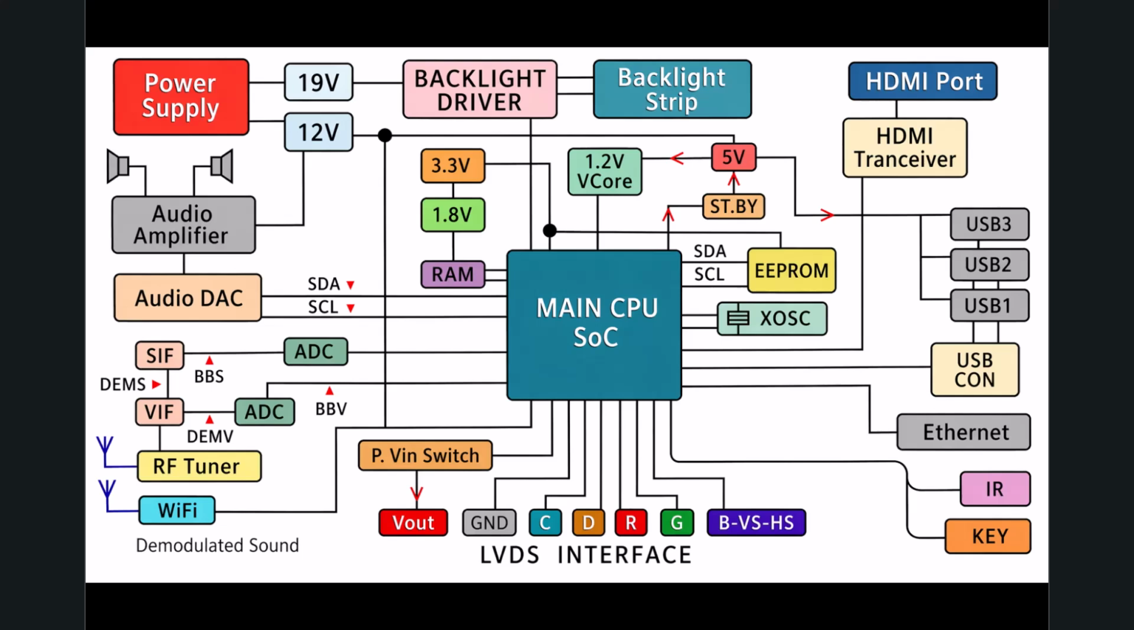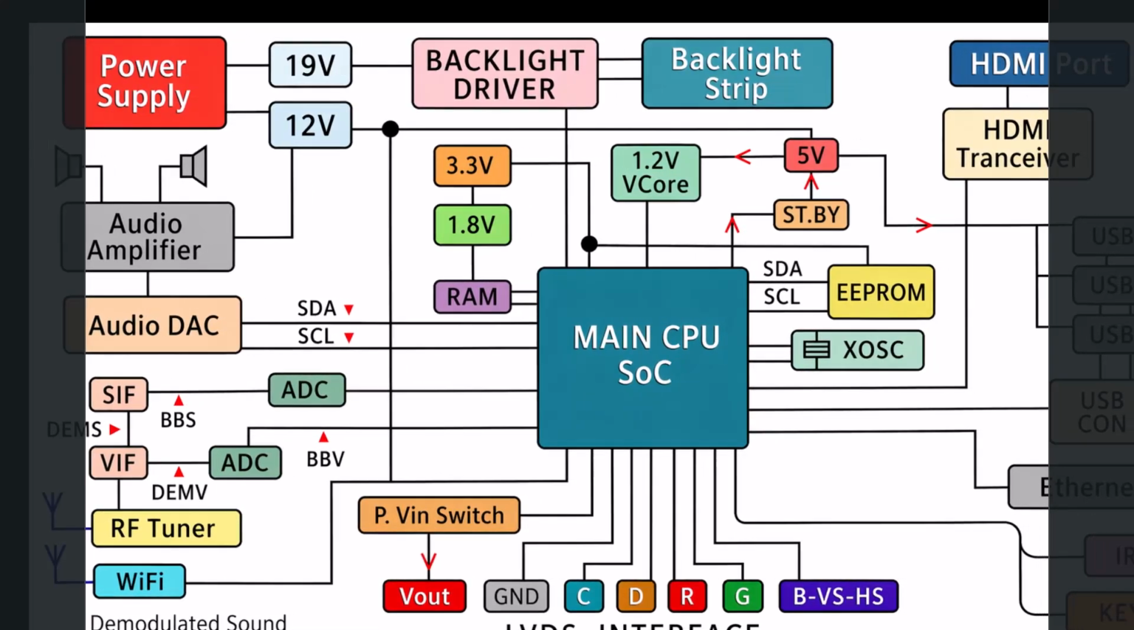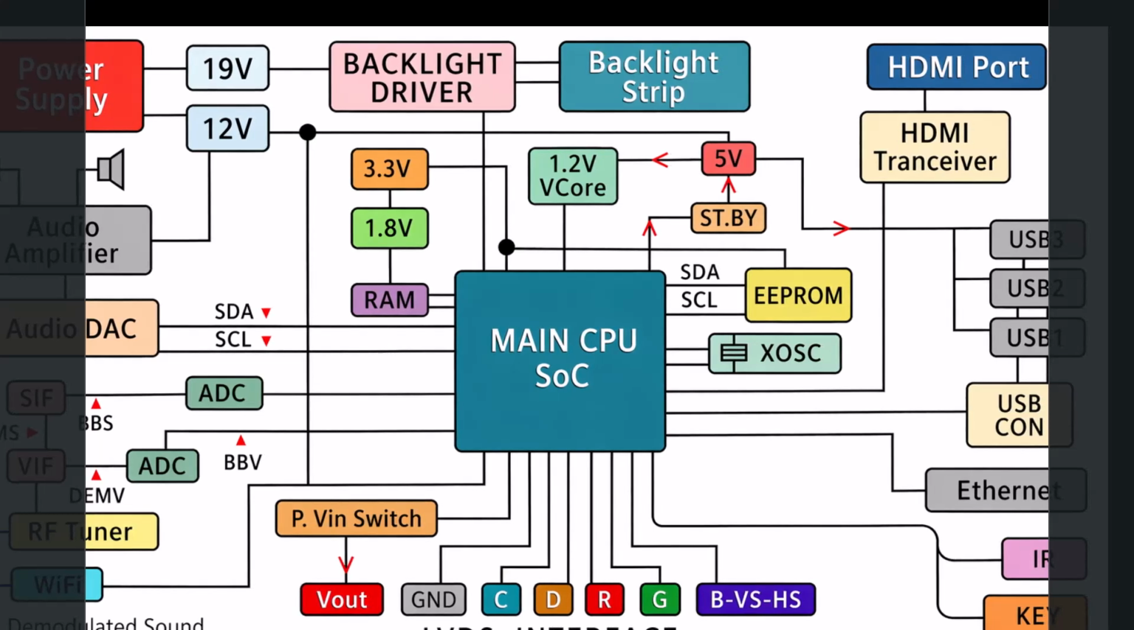Because the broadcast signal contains both video and audio woven together, it is split into video intermediate frequency, VIF, and sound intermediate frequency, SIF. However, the central SoC operates strictly in a digital world of ones and zeros. Therefore, these analog signals must pass through ADCs, analog to digital converters. These components translate the continuous broadcast waves into a binary language the CPU can understand and process.